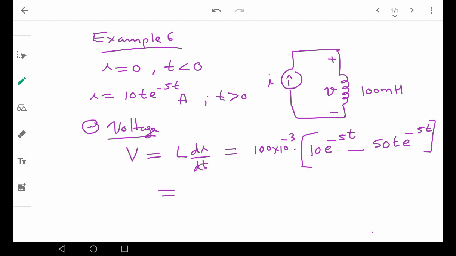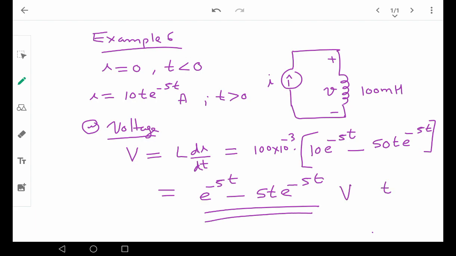So you will get e raised to minus 5t, then 0.1 into 50 is 5, so minus 5t e raised to minus 5t. This is the answer for the voltage when t is greater than 0. And obviously since I is 0 before this, you can write it as 0 volt for t less than 0. That's how you do the voltage.